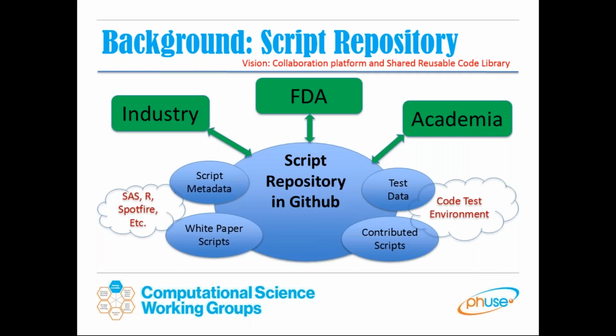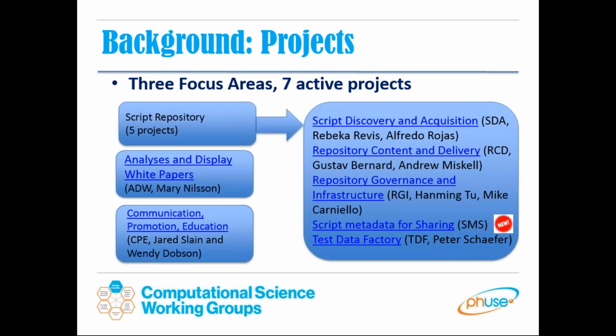Later we found that we had a gap in test data, because when we developed the scripts, we found that the test data was not good enough to test all those scenarios that we would like to cover. So that's why we added the test data there. Then we found that for the scripts we developed, we needed some way of documenting them. So that's why the script metadata project got formed. Currently we have 3 focus areas and 7 active projects in this working group.